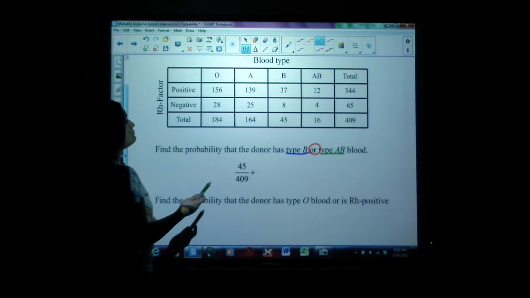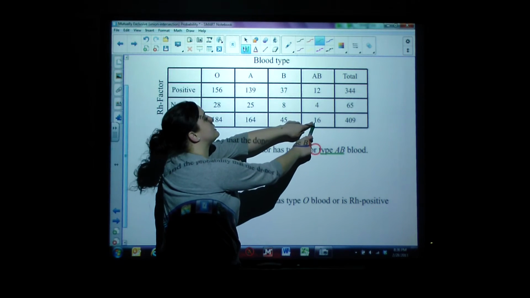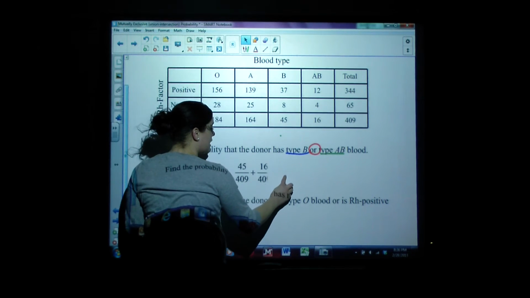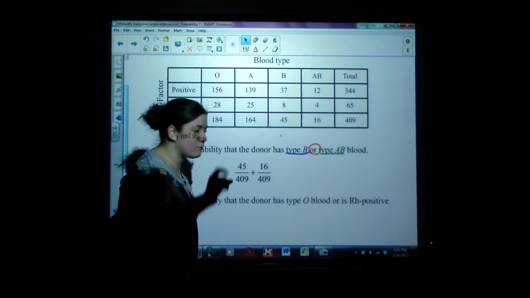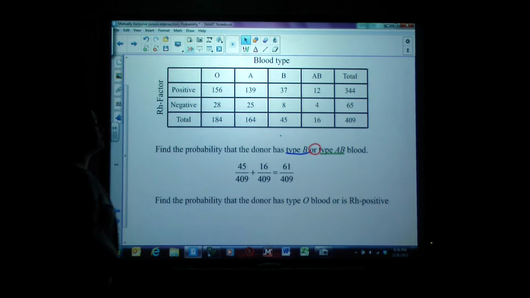So what's the number of people who have AB blood? Let's look at our table. AB total. 16 total people have AB blood out of the 409 total donors. So that would be 16 out of 409. And when we do or, we have to think about the overlap. Are there any people who have both B and AB blood? The answer is no. You only have one type of blood, so there is no overlap here. So we don't have to subtract anything. If we subtract 0, it doesn't change anything, and we're simply left with 61 out of 409.